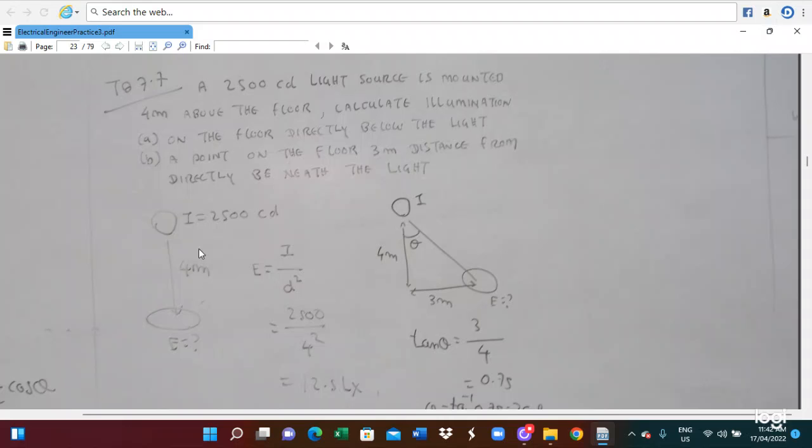For the directly perpendicular case, E equals I by D squared. In this case, I is 2,500 and D is 4, squared. So you can calculate this one.